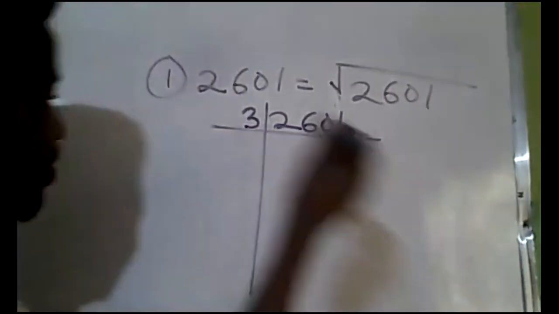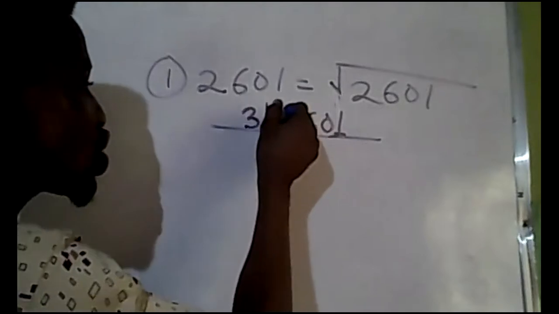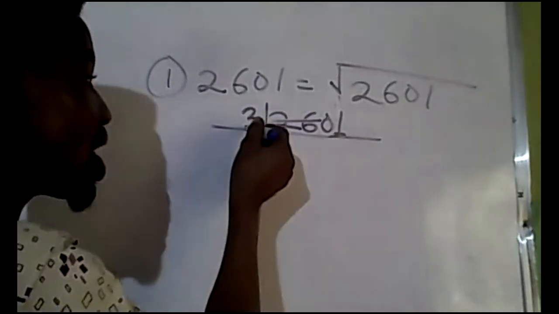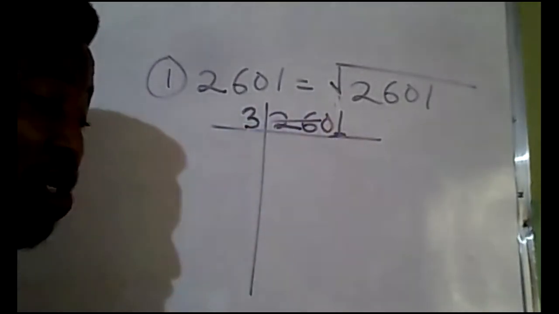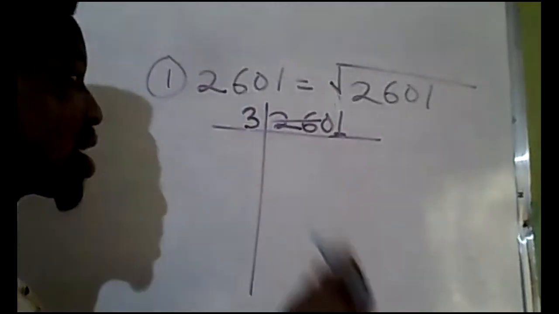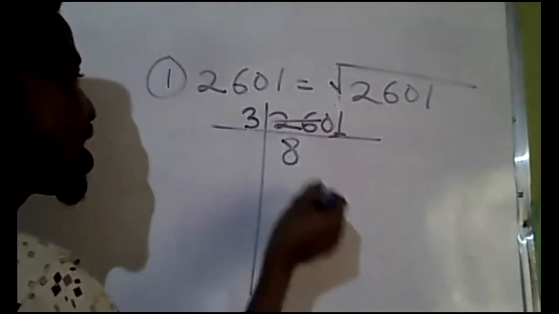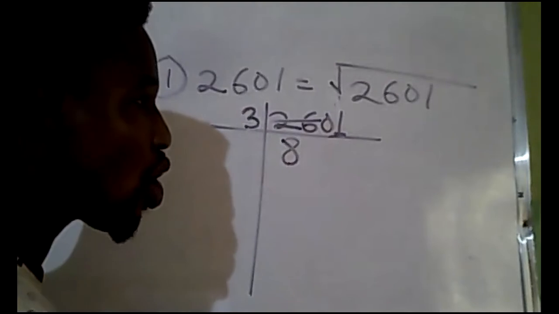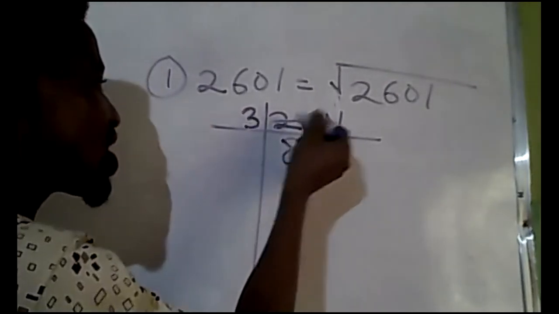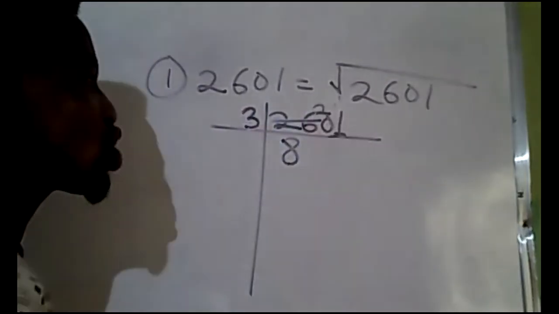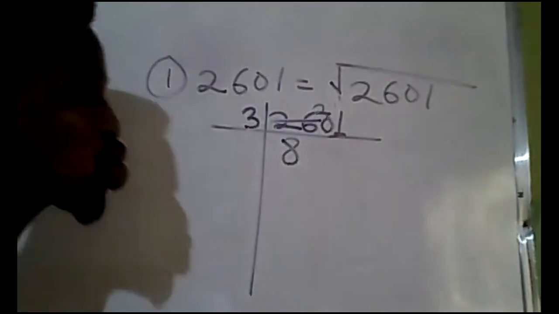Yes, 17. All right. So let's go. 2 in 26. 3 in 26. How many 3 do we have in 26? 8. Yes. 3 times 8 is 24. Take 24 away from 26. You are left with 2. Your remainder is 2. So 2 and 0 is 20.